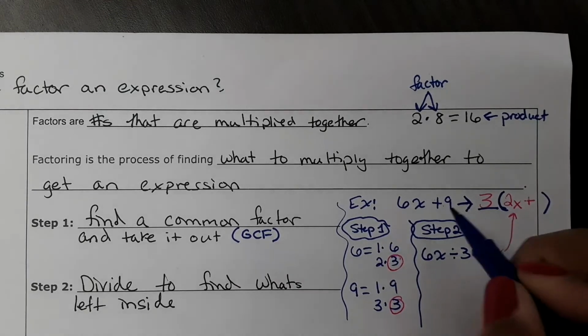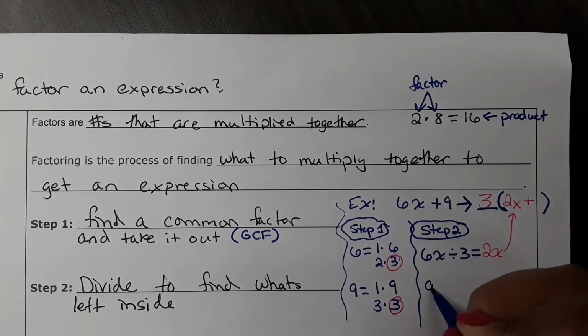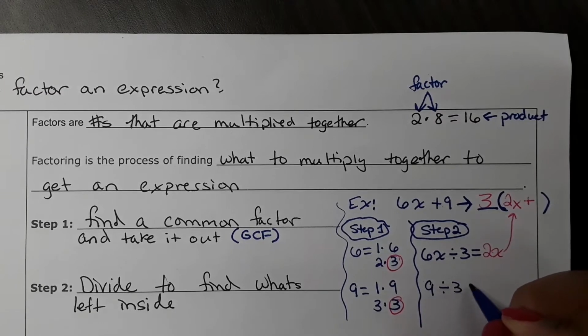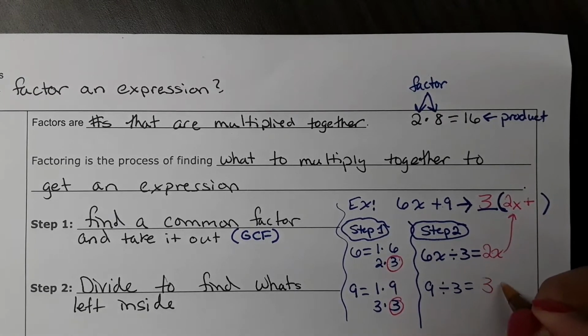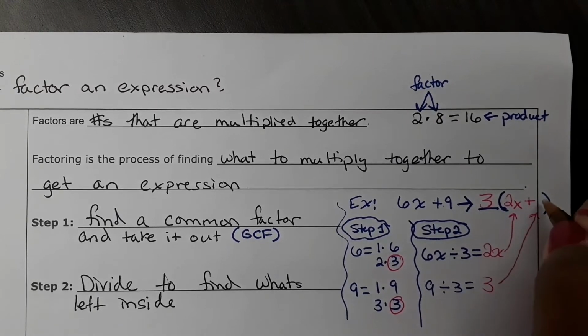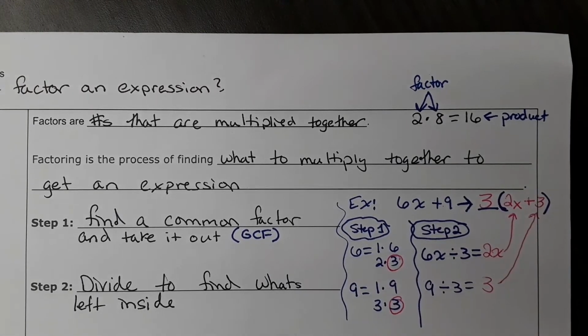And now I take my next term, 9, and I'm going to divide it by 3. So 9 divided by 3 is 3. So that's the other part that stays inside. So now I know what 6x plus 9 could have looked like before. So in this case, I know what it looked like before the distributive property was applied. So before they did all this sharing to get it.